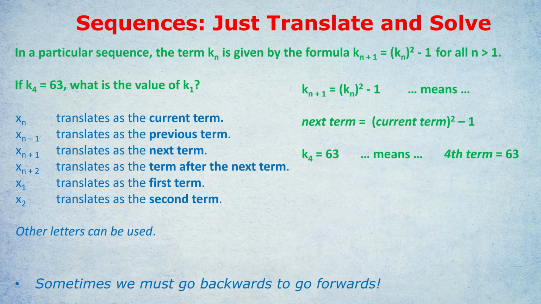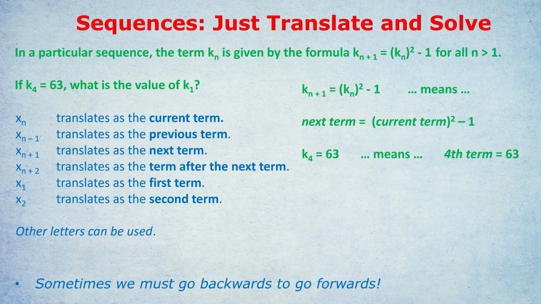Okay. Notice the minus 1 is in normal font, same size as the other k's, for example, so it doesn't mean previous term or anything. The little subscript is what we translate. Anyway, here's the code they're telling us. The next term in a sequence is simply the current term squared minus 1. Awesome. What about this k4 thing? k4 just means the fourth term. So the fourth term is 63.